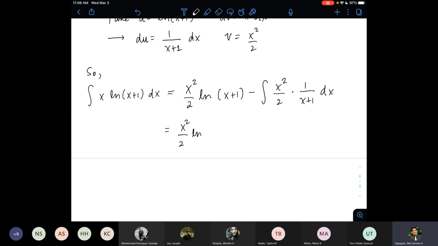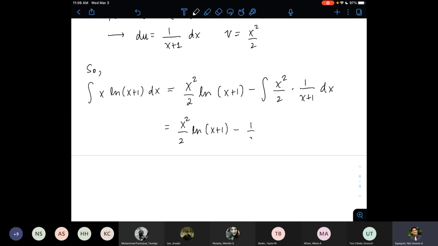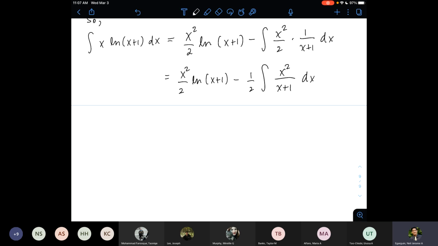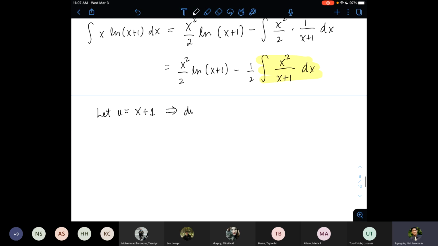Let me just rewrite and simplify the integral. So I'll just take the 1/2 out. So I'll have x squared over x plus 1 dx. All right. Now, the crucial part at this point would be to integrate this. And here I can use a u substitution. So here I can let u be equal to x plus 1. So that will mean du will be equal to dx, right?